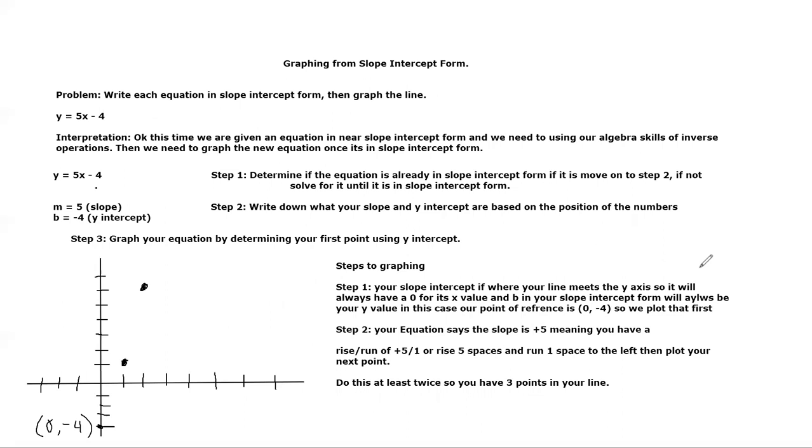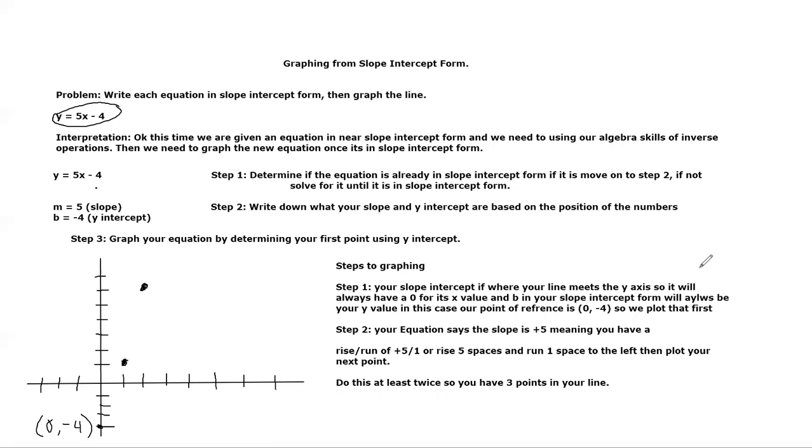Okay, problem. Write each equation in slope-intercept form, then graph the line. Okay, so the instructions are a little different, and they give us our starting equation. Unlike the previous problem, where they gave us a slope and a coordinate point, and they asked us to create an equation. Here, they're saying we still need to create an equation, and we need to graph it. Last time we didn't graph it.